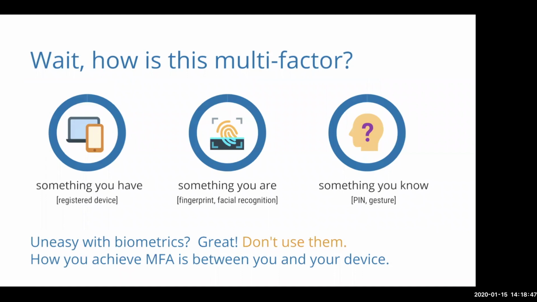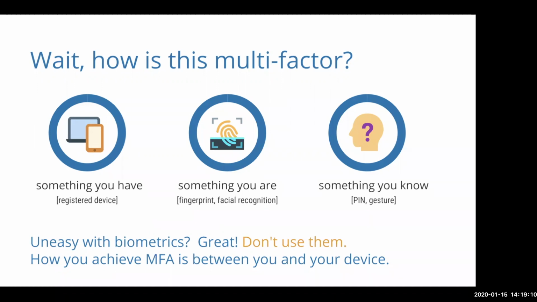So wait, how is this actually multi-factor authentication? In order to be multi-factor, you generally have to have two of the following three things. Something you have, like a registered device, something you are, which is usually biometrics, like a fingerprint or a facial recognition, and something you know, like a password, PIN, or gesture.